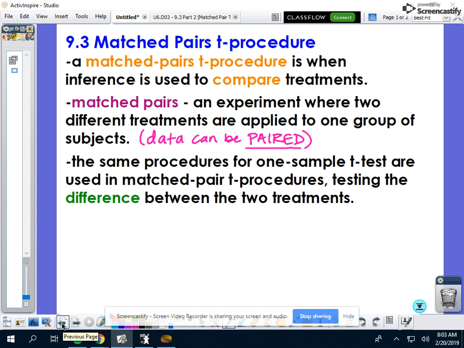Hi everyone. I wanted to give a quick lesson about matched pairs for those people that were absent in class on February 20th and February 19th, or anyone that just needs a quick refresher from what we learned so that you can watch it again.